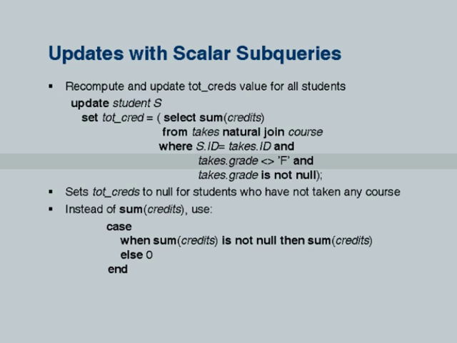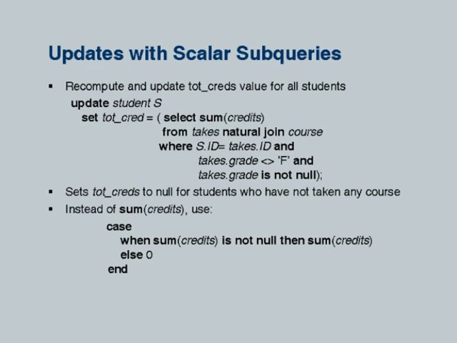Now, furthermore, this person may have taken the course, but no grade has been allocated yet because the semester is going on. So, grade is not yet meaningful. So, grade may be null. I want to eliminate those also. So, I am saying and takes.grade is not null. So, what will be left is only those where the grade is not null and it is not f. So, I am going to sum up those credits, and the update statement is actually setting the tot_cred for this student equal to the result of this subquery. So, this is a scalar subquery which is now being used to update the total credits attribute of the student. I hope this was clear.